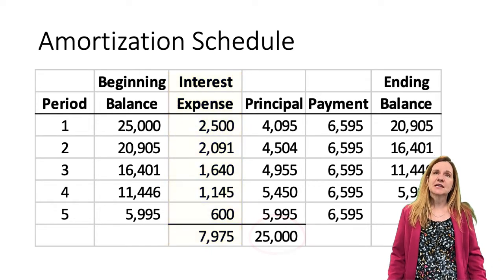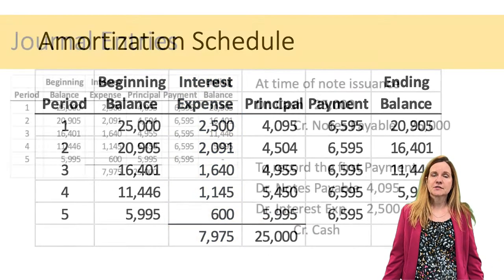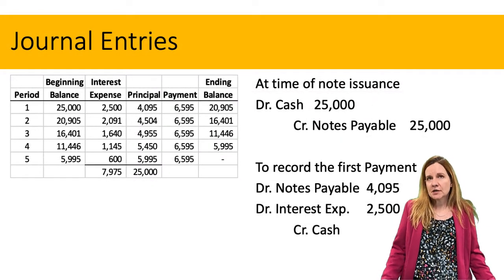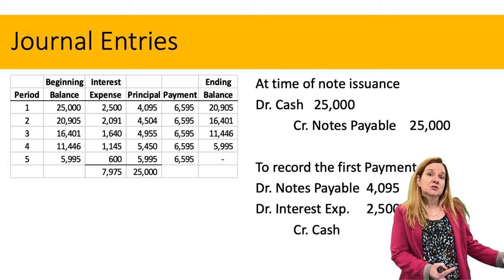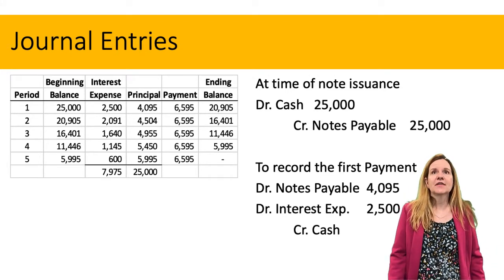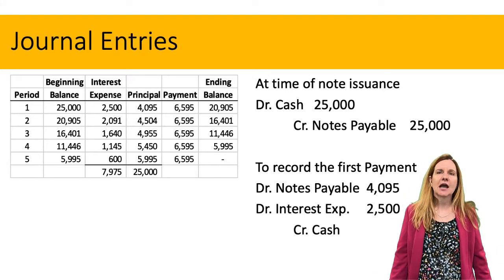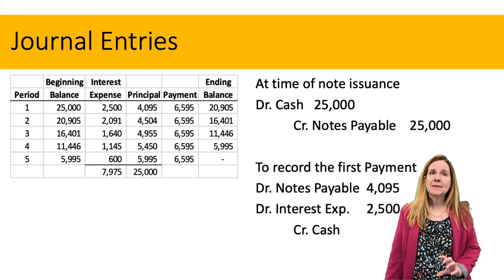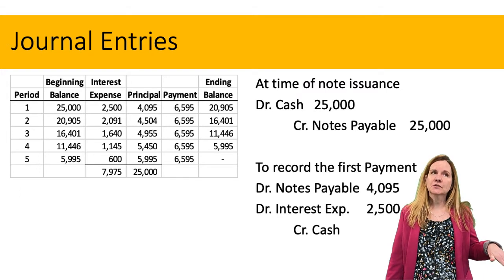Now we use that amortization schedule for our journal entries. The first journal entry is to record the issuance of the note, which is when we got the loan. We would debit cash, assuming we got cash for this loan, $25,000, and we credit the liability account, notes payable, increasing it by $25,000.